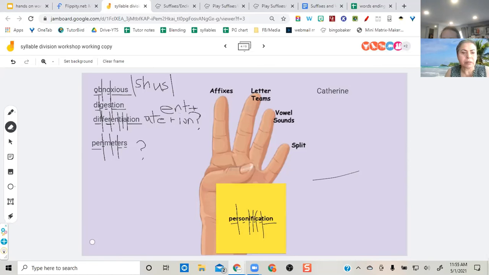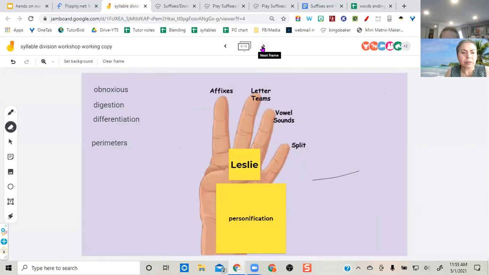Then they can develop recognition of the word and put it into long-term memory, perimeter. And I did not talk about stress and schwa today, but that was on the other. Okay. Anyone have any issues?